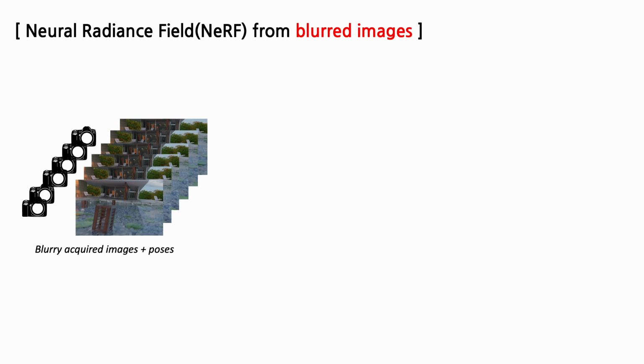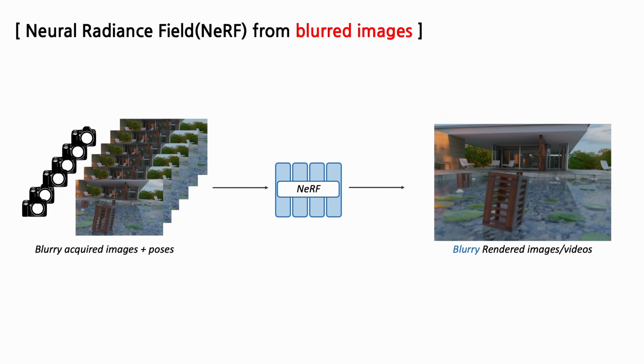Specifically, we treat neural radiance fields on blurred images, which can be frequently acquired in real-world scenarios. This blurred information leads the neural network to model a blurred 3D scene representation due to the lack of accurate information on pixels.